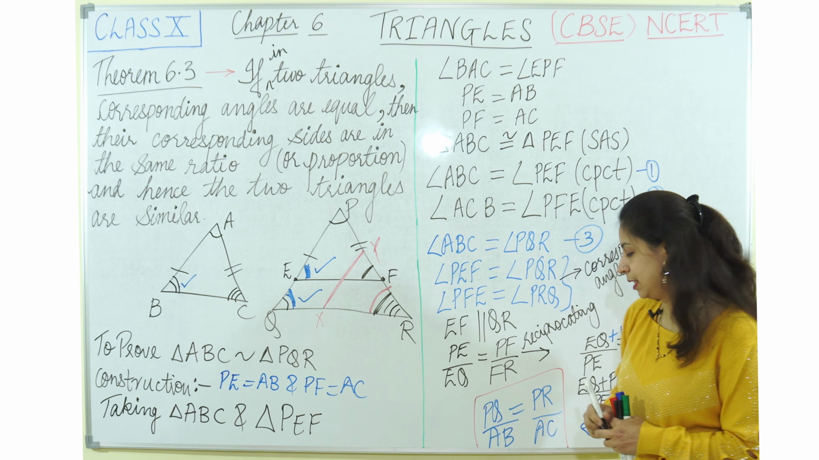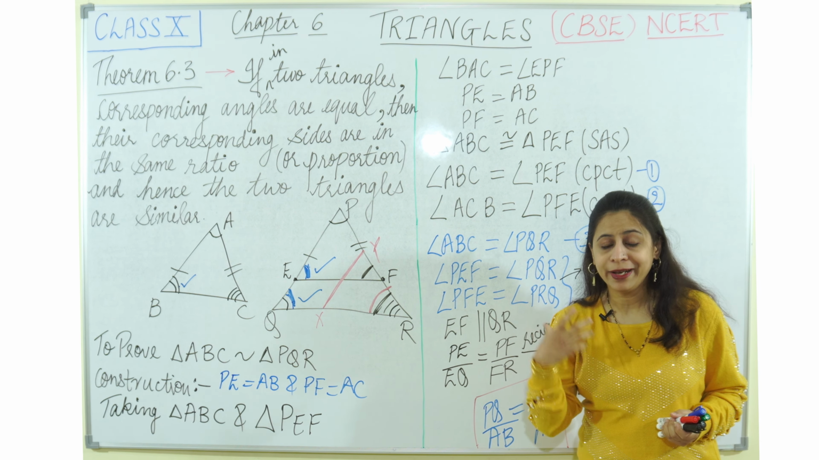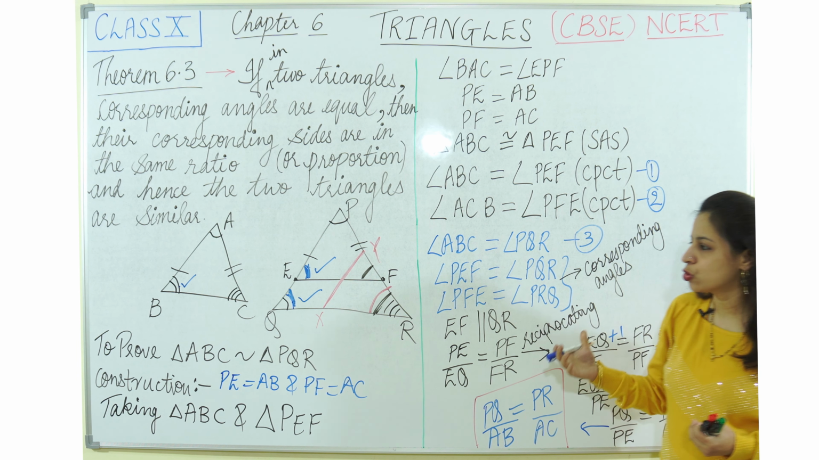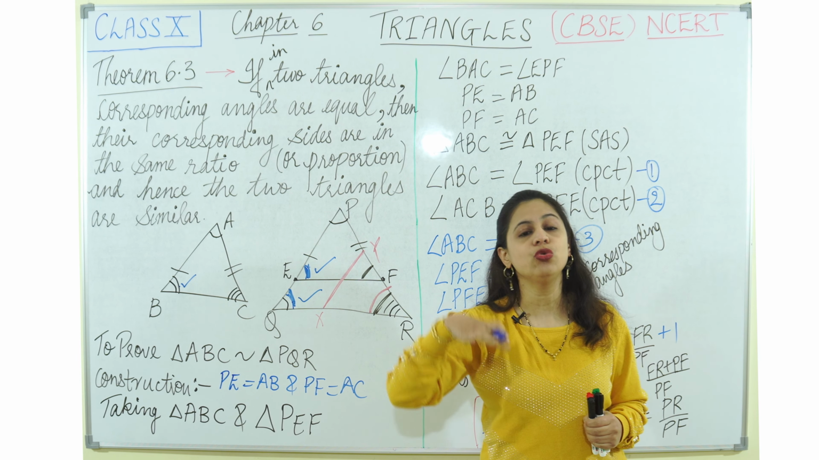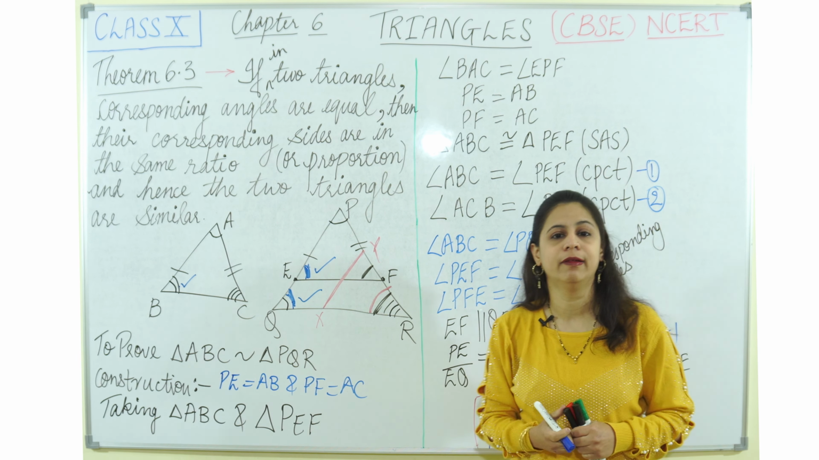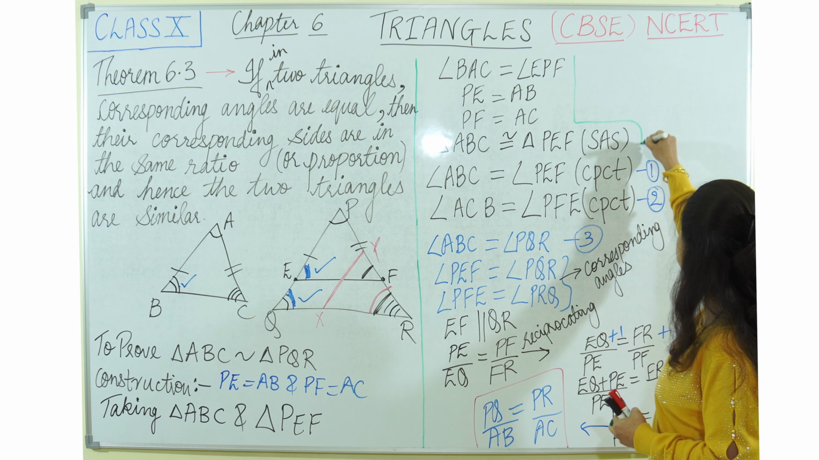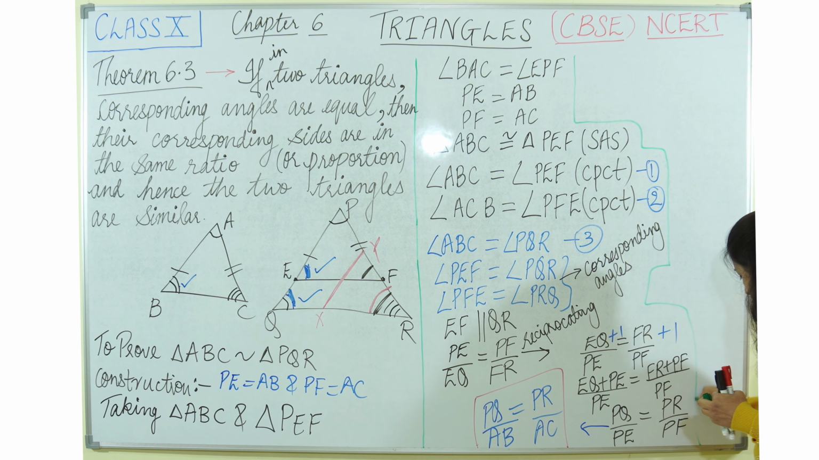So from there we will easily get QR upon BC. We can easily see that whenever my corresponding angles are equal, then my corresponding sides are also proportional. And when my corresponding sides are proportional, then my two triangles are said to be similar. Okay. So let us see how they are similar.